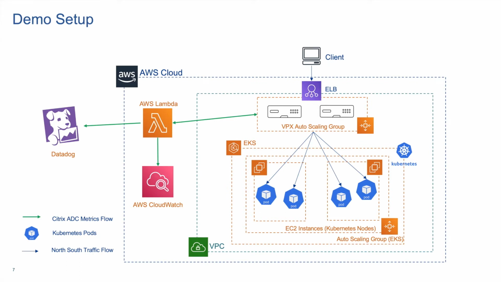And about pulling metrics from the ADC, we use a Lambda function, and that's a Python script configured in the Lambda, which at regular intervals pulls metrics from the ADC and then exports them to AWS CloudWatch and Datadog. So this is about the setup.